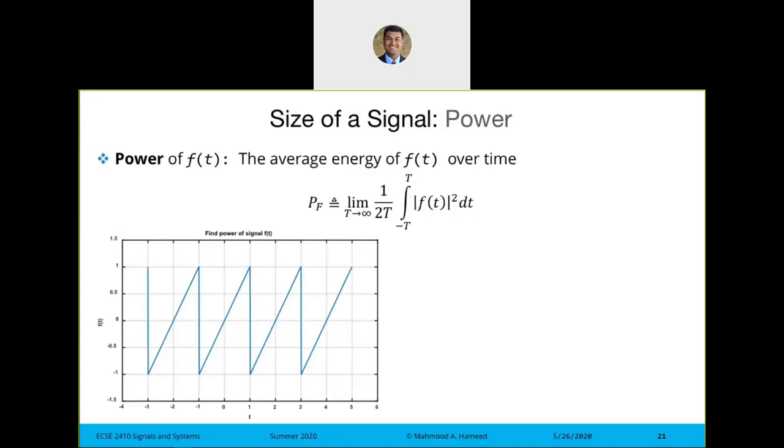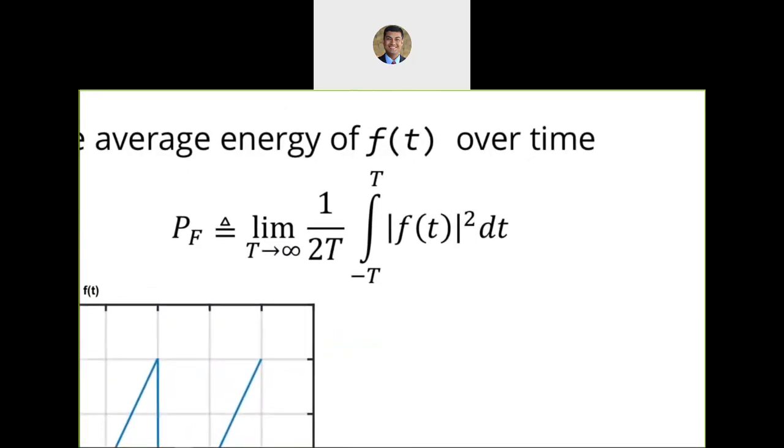So what we are going to do is find the average of the energy. One way to find the average of the energy is simply to sum things up and divide it by the number of things that you are summing up. So the formula slightly changes, right? You're doing the integral from negative T to T of the magnitude of f of t squared, but you're dividing it by 2 times T, because that's for how long you average it out.